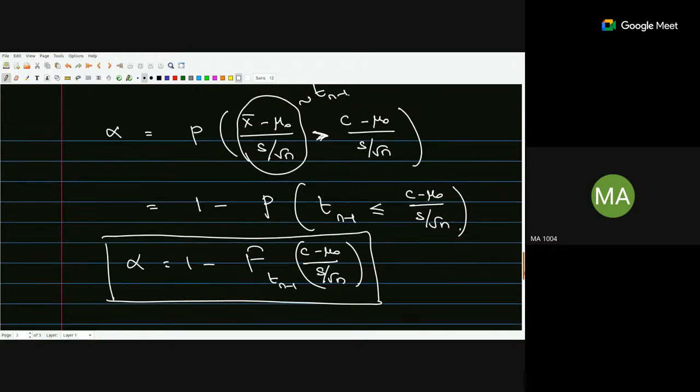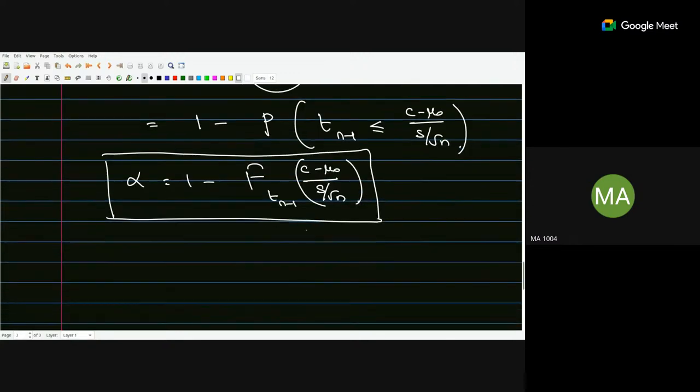So that is how we compute alpha, and we will see an example now. But before that, I will just write it down. This is just the CDF of t distribution with n minus 1 degrees of freedom.